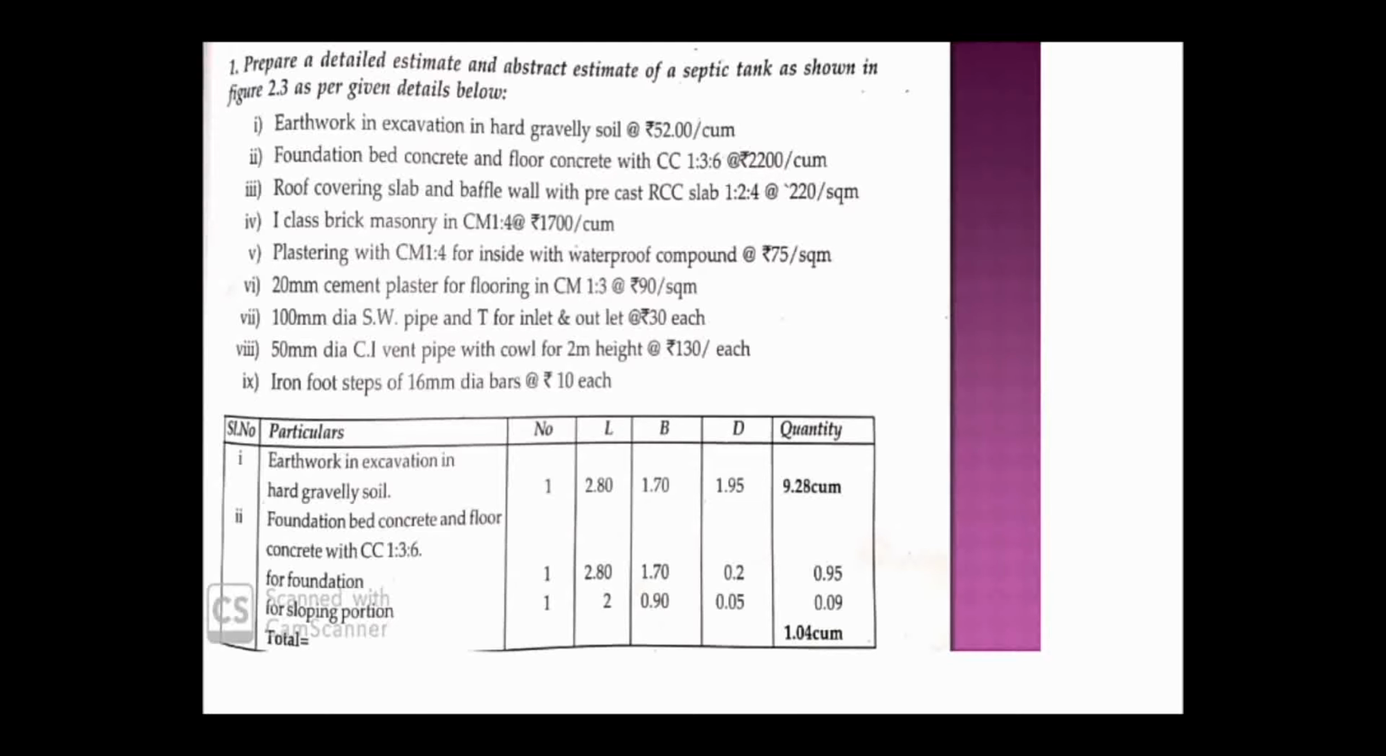Second item is what? Foundation bed concrete and floor concrete. Here foundation bed concrete also we have to find out, and then floor concrete we have to find out. We have to add both the things, so that both the things are given in one quantity. And the rate also is given for both of the things, so we have to do it as one quantity. That means here you can see in the second item, foundation bed concrete and floor concrete with CC 1:3:6.